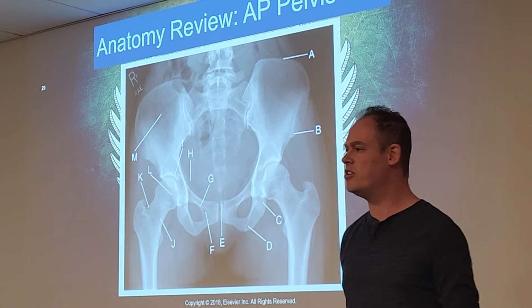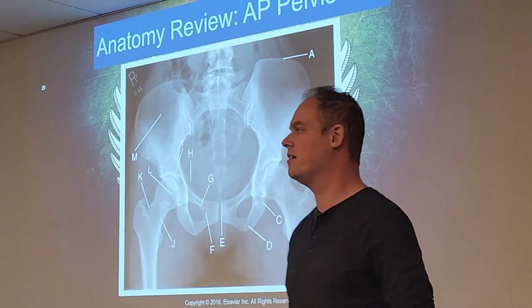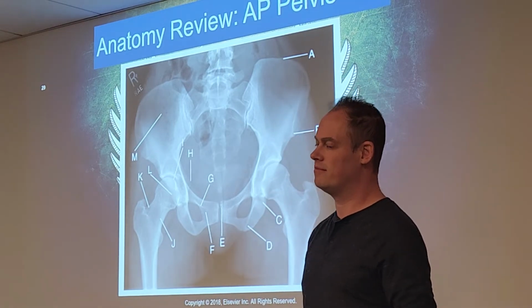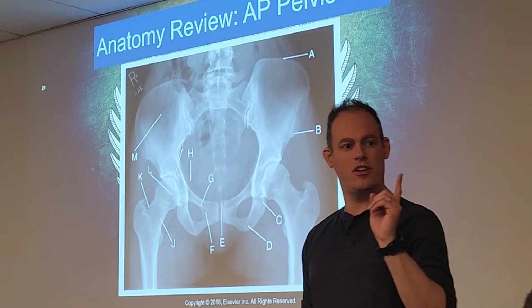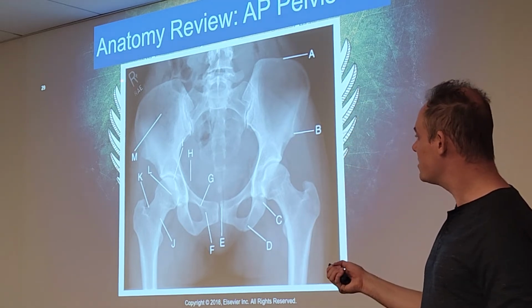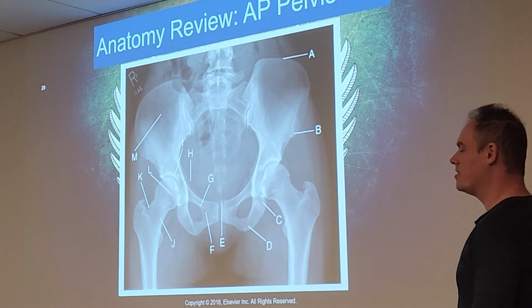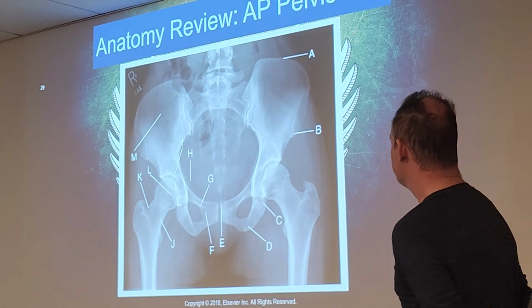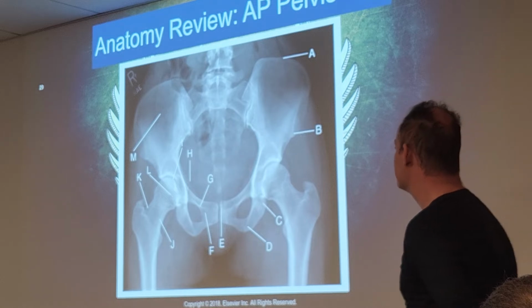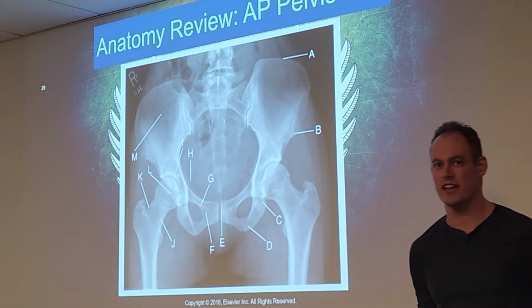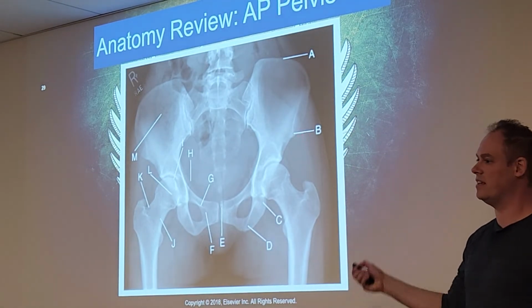Let's start with letter A. We should all know what letter A is, guys. Which one? The left. Make sure you're careful with those left and rights again, guys. Anatomic position. Left iliac crest. What is letter B? The ASIS. Very good. The ASIS is letter B.